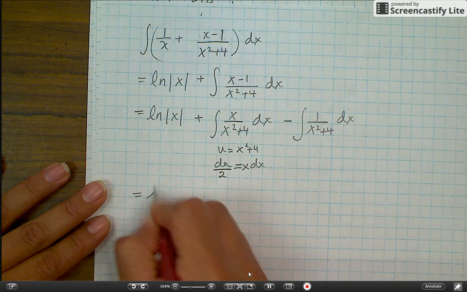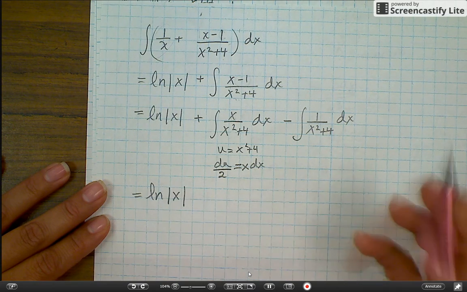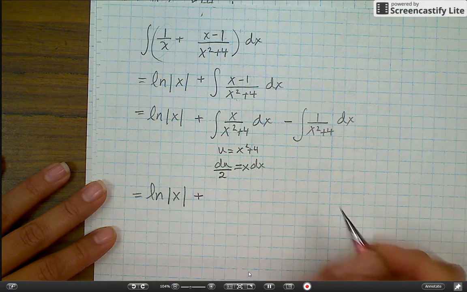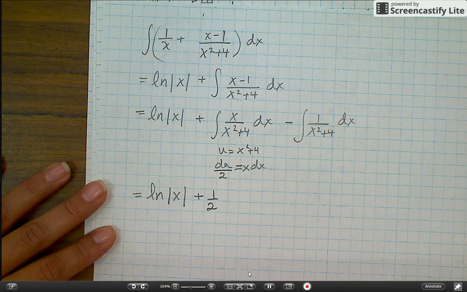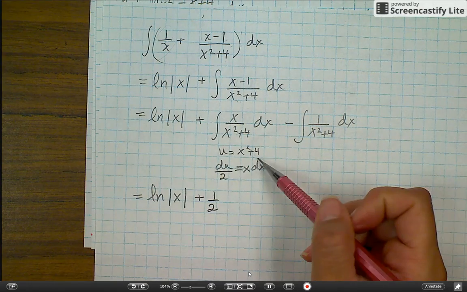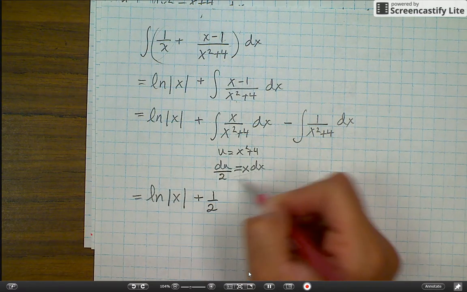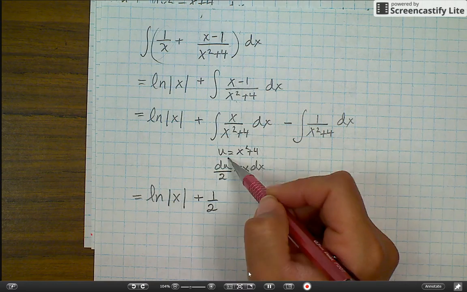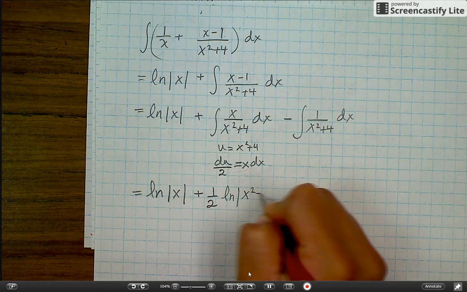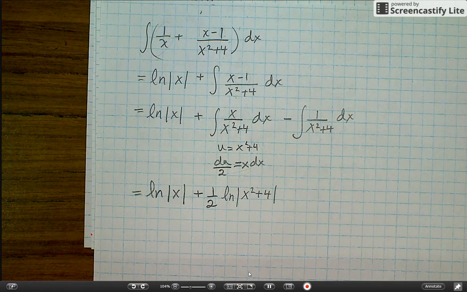So this is natural log absolute value of x. Then if I do this, and hopefully we can think ahead, if you can quickly do this in your head, you know it's going to be 1 over u. So this is going to be natural log absolute value of x squared plus 4 after you do your u substitution.